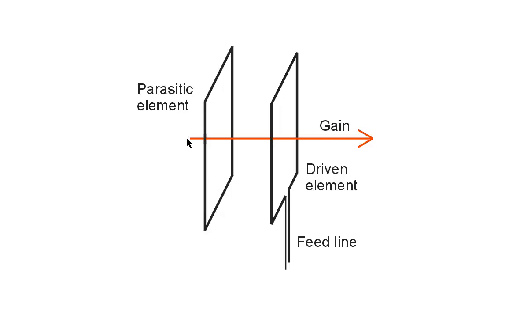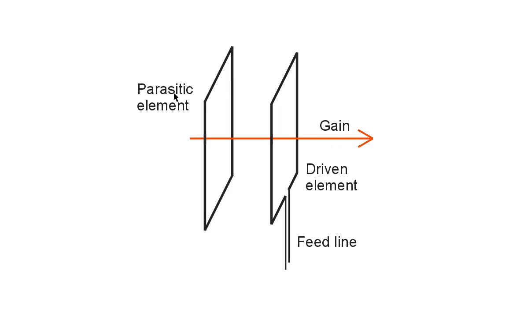Now suppose that we have gain going in the direction from the parasitic element through the driven element. When we transmit, that means that we get signal gain in this direction at the expense of other directions. When we receive signals, of course, we hear signals better coming from the direction of the driven element and not so well from other directions.